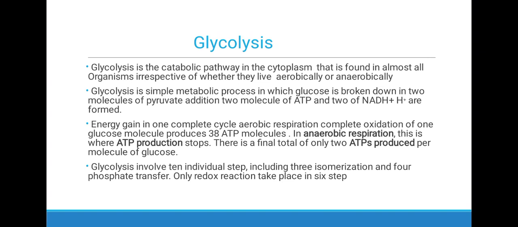Fourth point, glycolysis involves 10 individual steps, including 3 isomerizations and 4 phosphate transfers. Only one redox reaction takes place, in step 6. From the next slide, we are going to understand the process of glycolysis step by step.